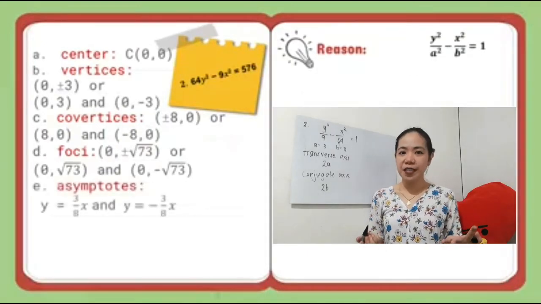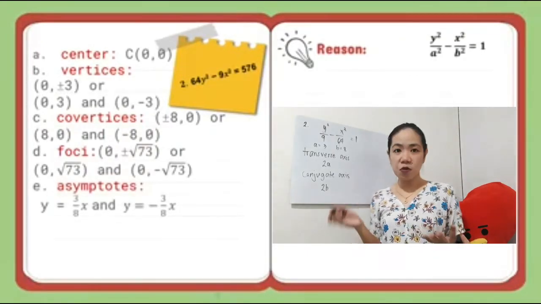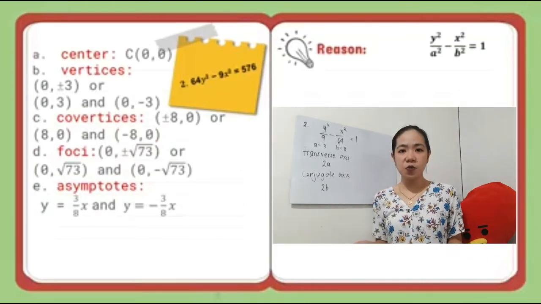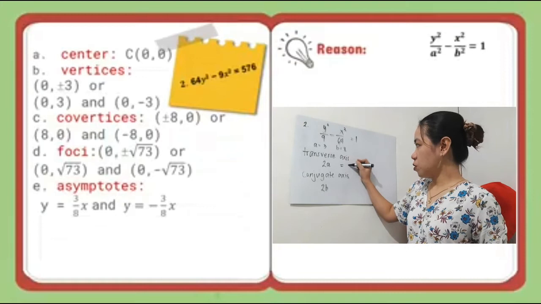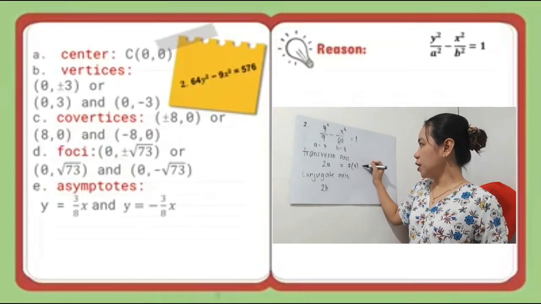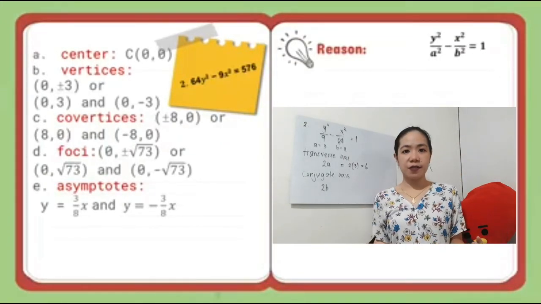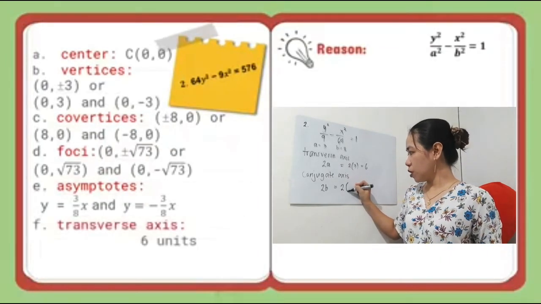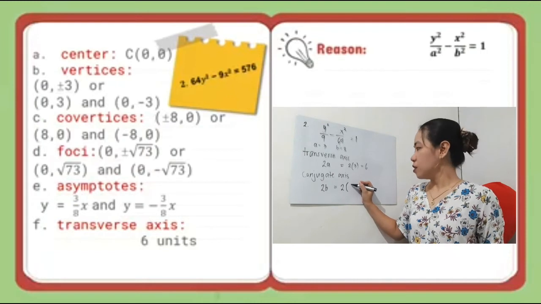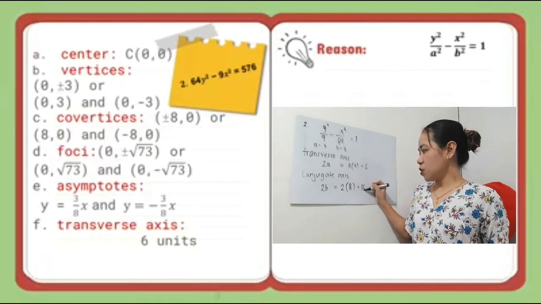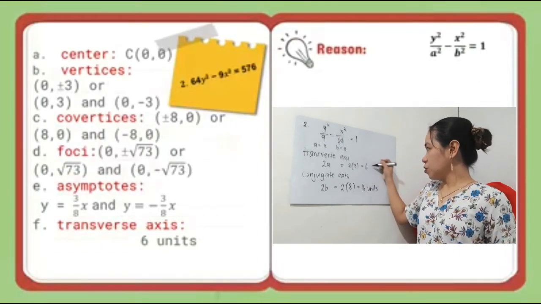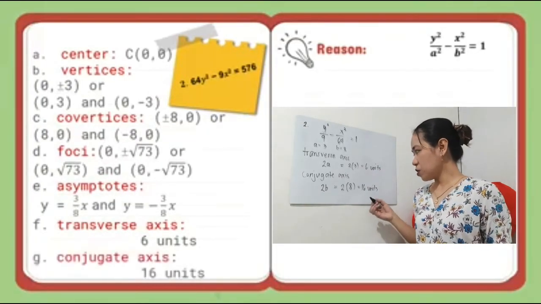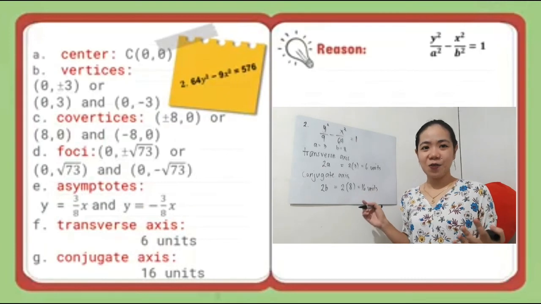Lastly, let's solve for the length of the transverse axis and also the length of the conjugate axis. For the transverse axis, we have 2a. Substitute: 2 times 3, we have 6. And for the conjugate axis, we have 2b. That is 2 times 8, which is 16. Okay? The transverse axis has a length of 6 units, and the conjugate axis has a length of 16 units.